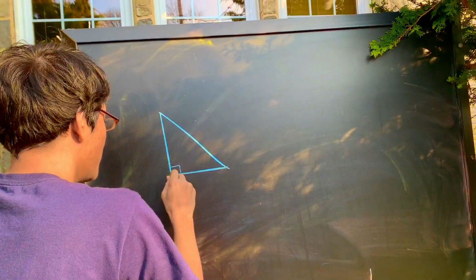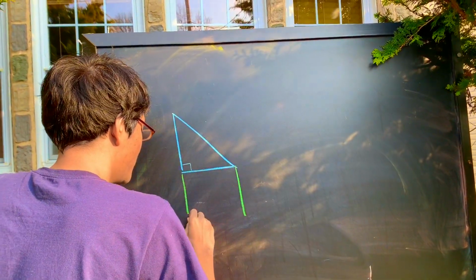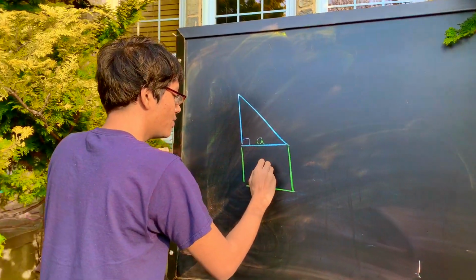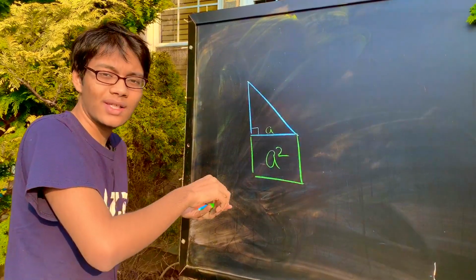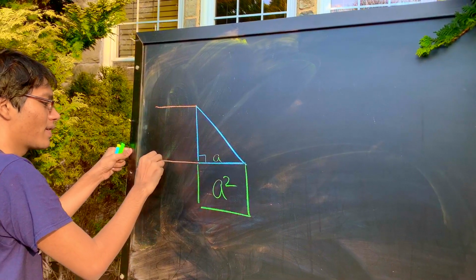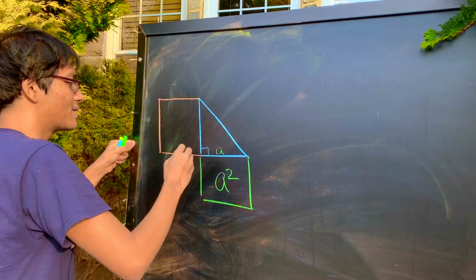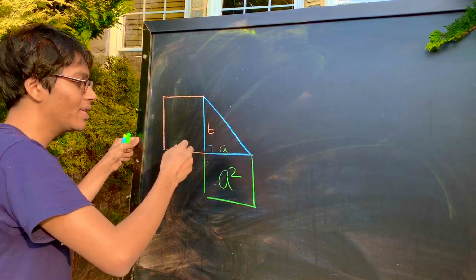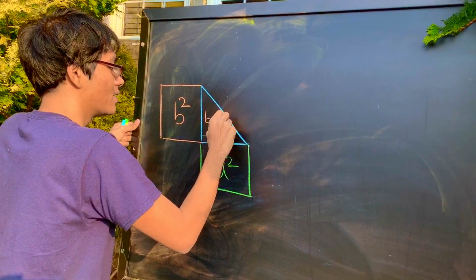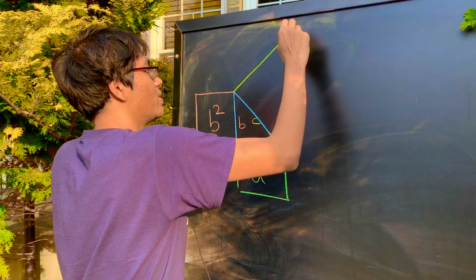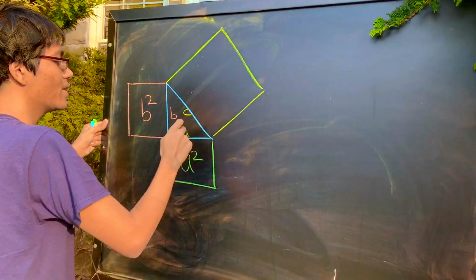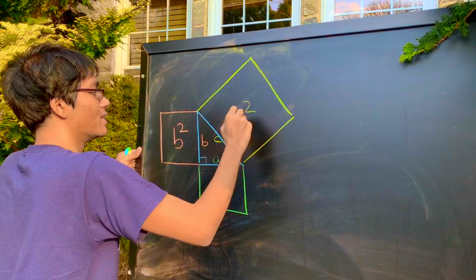So here's my first square, and this square has a side length of a, and so its area will be a squared. Likewise, I'm going to have a second square attached to the second side of my right triangle, and this square is going to have a side length of b, and thus its area is going to be b squared. And finally, I'm going to have a third side, let's call it c, and so it's going to be drawn like this because it is the biggest square, and its area is going to be c times c, which is going to be c squared.